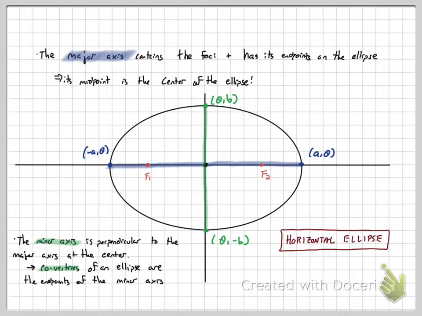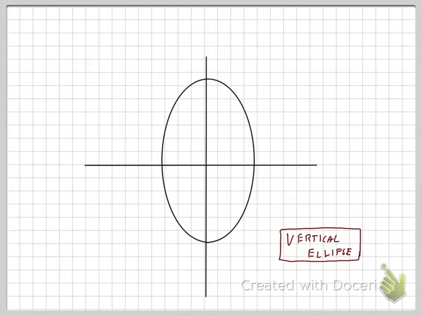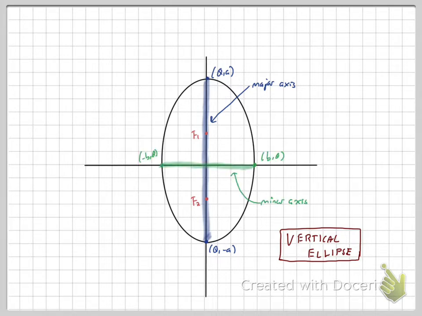Now, keep in mind, this is a horizontal ellipse. I could rotate this a little bit and have a vertical ellipse, and my properties would change a little bit. A vertical ellipse would look something like this. Now our major axis is on the y-axis, going up and down. Those are where my focus points would be. My minor axis would look like this. Notice how the a coordinates and the b coordinates changed a little bit here. To help you remember, the major axis is always going to be your longer axis, and that's going to tell you whether it's horizontal or vertical.